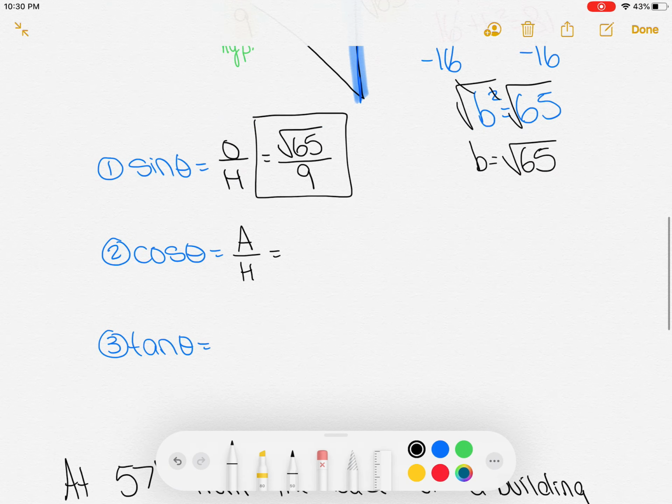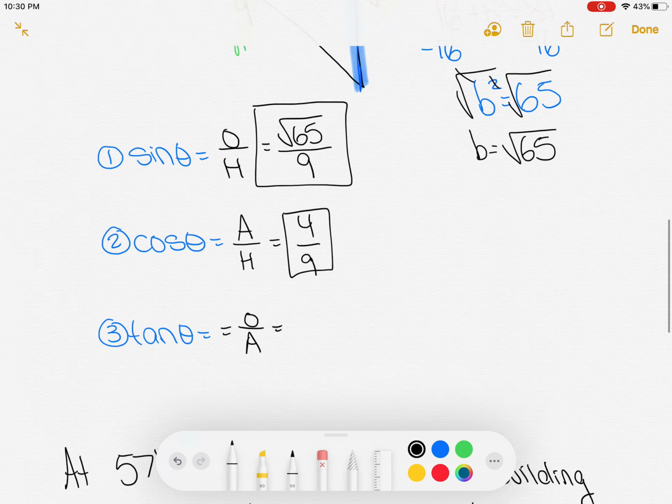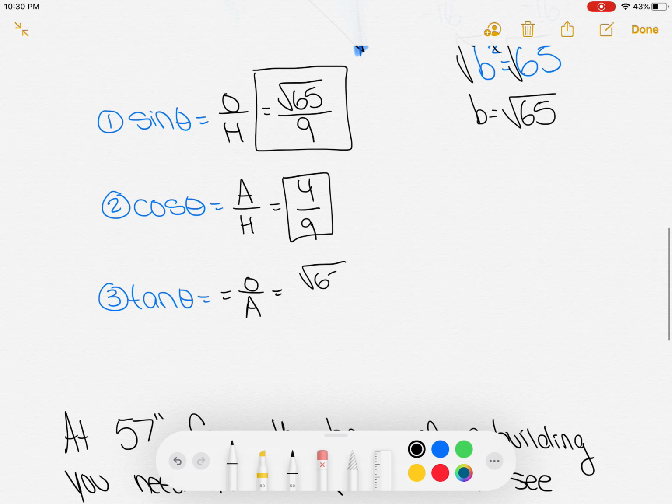Cosine is CAH, so adjacent over hypotenuse. The adjacent side is 4, and the hypotenuse is 9. This answer is much nicer, 4 over 9. And then tangent is opposite over adjacent. The opposite side from theta is the square root of 65, and the adjacent is 4. So the square root of 65 over 4.